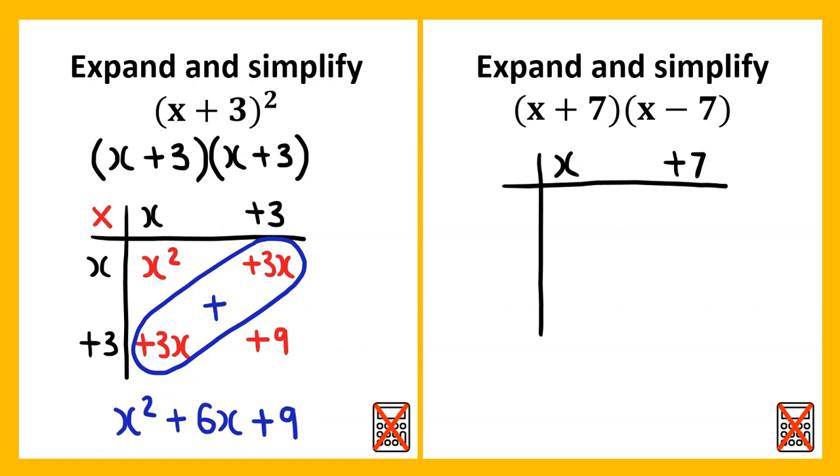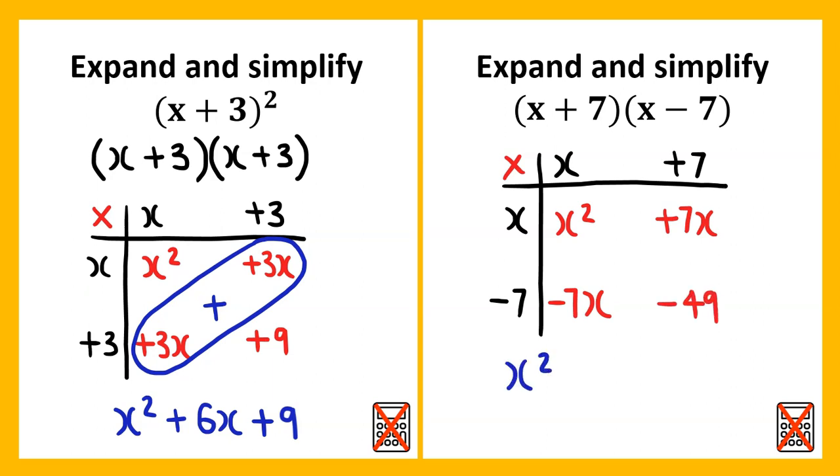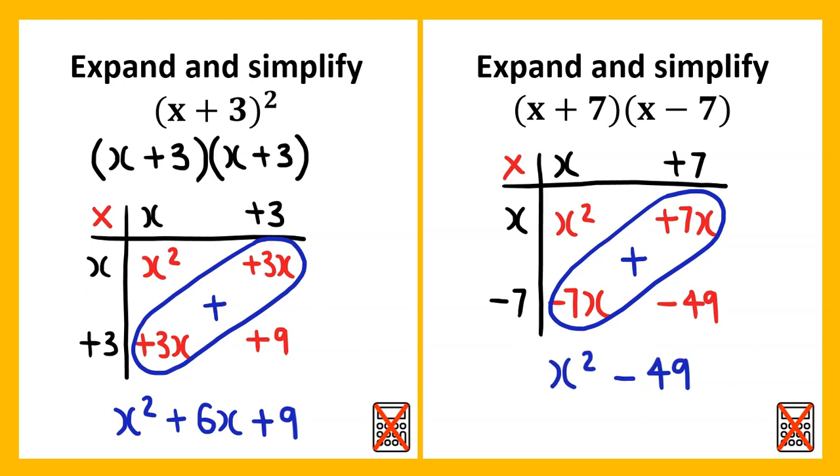Secondly, we have x plus 7 in our grid and x minus 7. Multiplying will give us x squared, positive 7x, negative 7x, and negative 49. Collecting like terms, we have x squared, adding 7x and negative 7x together will cancel, leave us with 0x, so we don't need to write this down. And then lastly, we would have negative 49. So we end up with x squared minus 49.